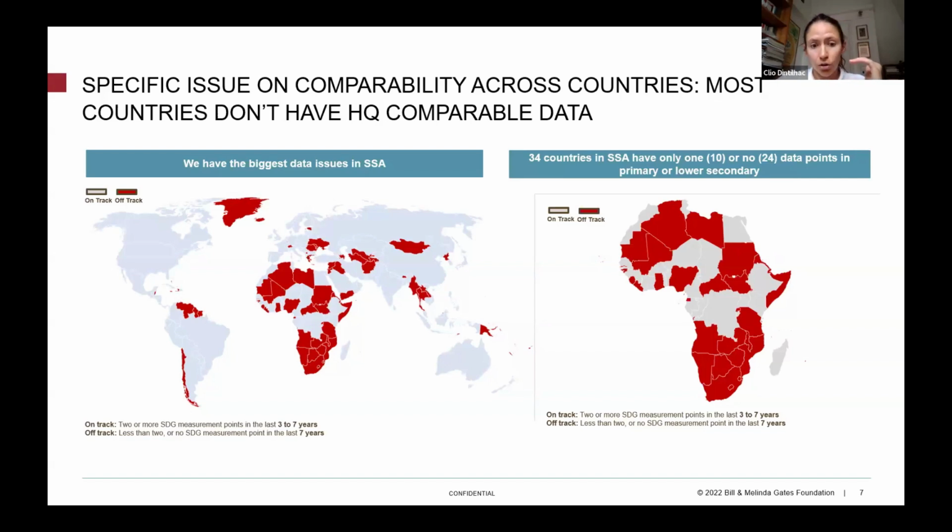If you look at the current way that comparability is defined by the UNESCO Institute of Statistics, you will see that a number of countries have data, but that a lot of other countries, in red in these two graphs, do not have two or three SDG measurement points recently. And SDG measurement points means learning at the beginning of primary, at the end of primary, or at the end of lower secondary.